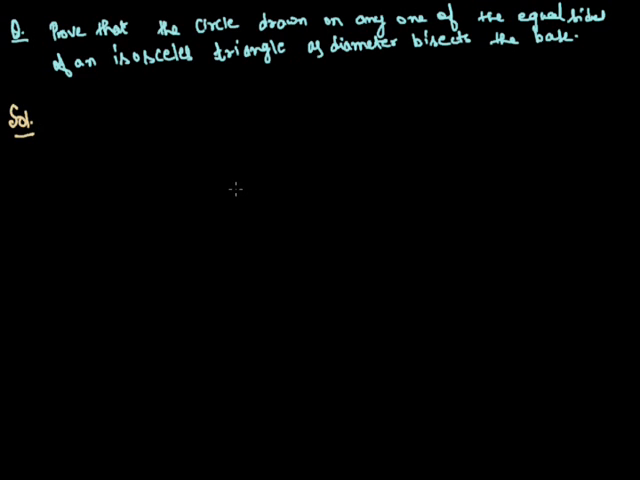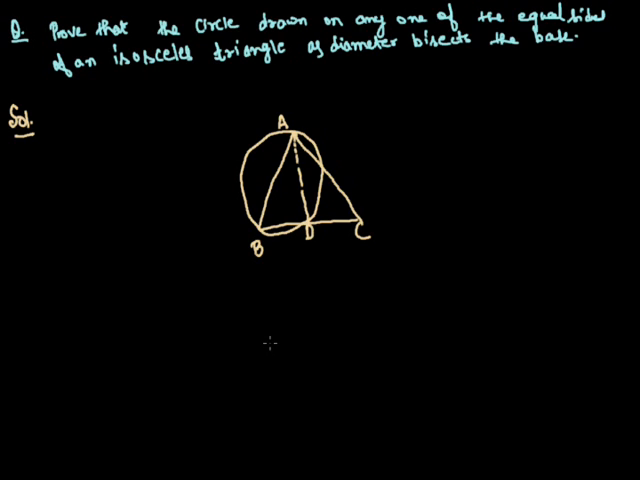Now it is given that a circle is drawn on any one of the equal sides of an isosceles triangle. Let triangle ABC be an isosceles triangle. Now taking AB or AC as a diameter, draw a circle. Now we have to prove that D is the midpoint of BC. Taking AB as a diameter, we have drawn a circle.